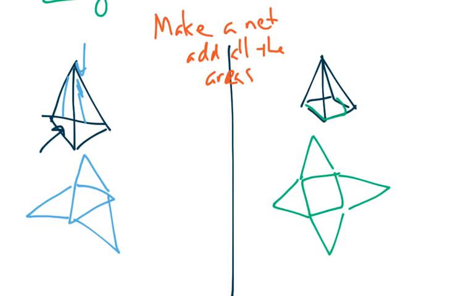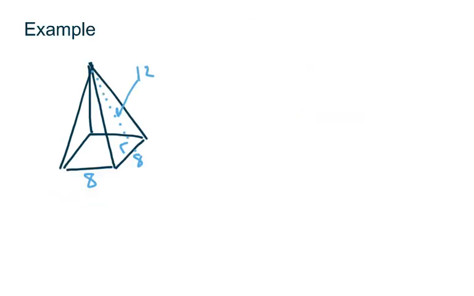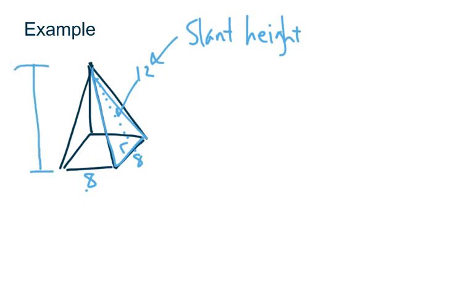So for our final example, let's take a look at this one, where we have a square-based pyramid, where the base is 8 by 8, and then this light blue line, to give it a fancier phrase, is what we would call our slant height. And that refers to the height of just this triangle, not the actual height of the whole thing. Those are two different things. But we need that slant height so we can calculate the area of this triangle.